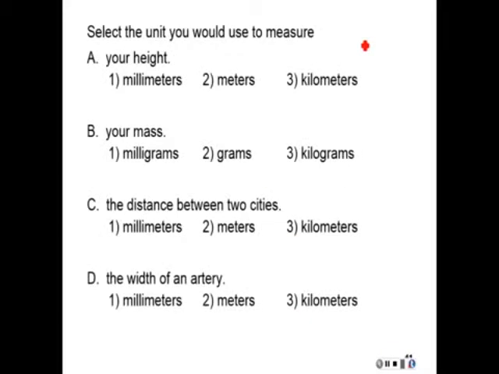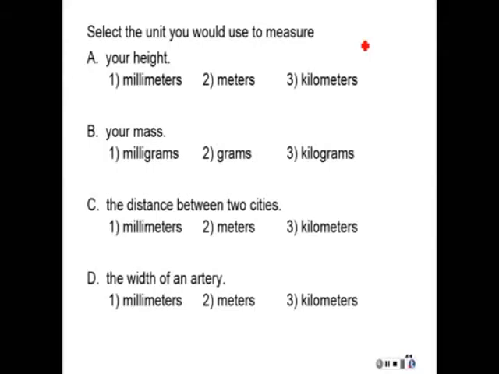How about this one here? 4 questions. What would you measure your height in? Your mass, the distance between two cities, the width of an artery. Again, write your answers on a piece of paper. So you want to pause the video, and then I'll go over the answers.